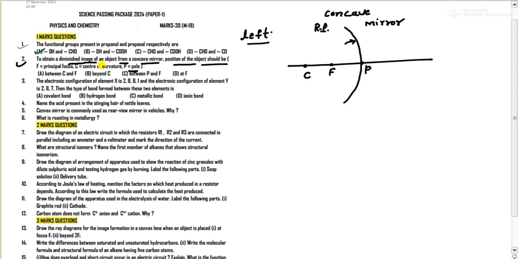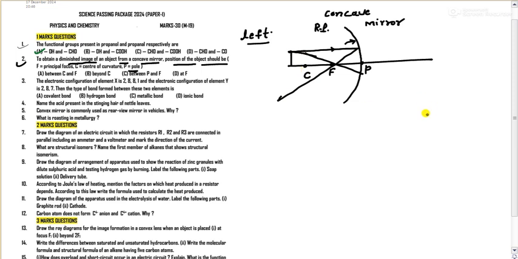The object should be, just a minute, beyond C. It will be somewhere near C. Only if the object is here are we going to get a figure something like this if I draw it properly, but this you are not going to get roughly. You have to draw it using a scale, only then will you get it.